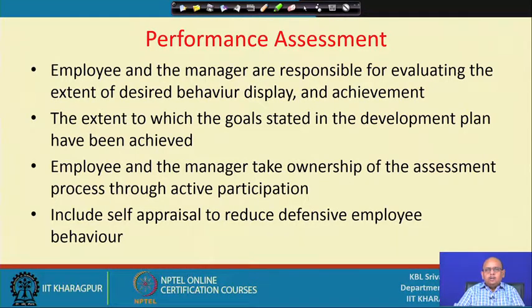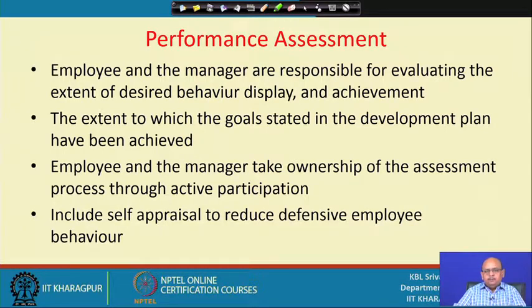Now, in this assessment you are going to see the extent to which the goals have been achieved as per the development plan, okay, and the extent to which they take ownership or responsibility for achieving or not achieving the goals and objectives. So, the managers and subordinates both should actively participate in the process to ensure that the assessment is done fairly, it is accurate, reliable and valid. In the process we are also including employees and providing them an opportunity, listening to them, because they would be in a better position to tell you why it has happened. If you do not include them in the evaluation process, what happens?